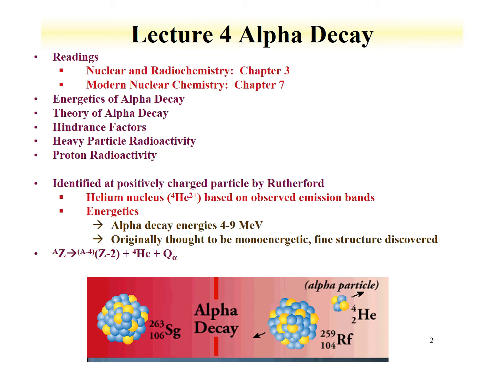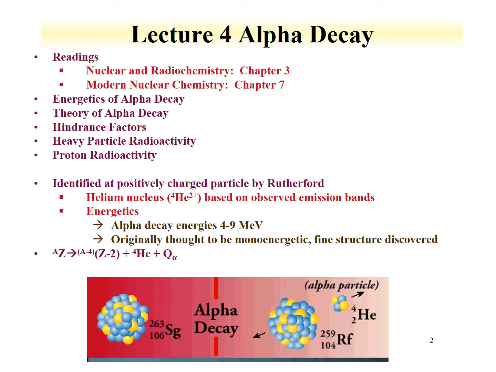from isotopes. As we presented in our very first lecture on the history of modern nuclear physics and radioactive decay, Ernest Rutherford and his team identified a positively charged particle being emitted from the nucleus. The helium-4 nucleus was based on observed emission bands. And so from this point, it was clear that a particle of 2 protons, 2 neutrons was coming out of the nucleus.